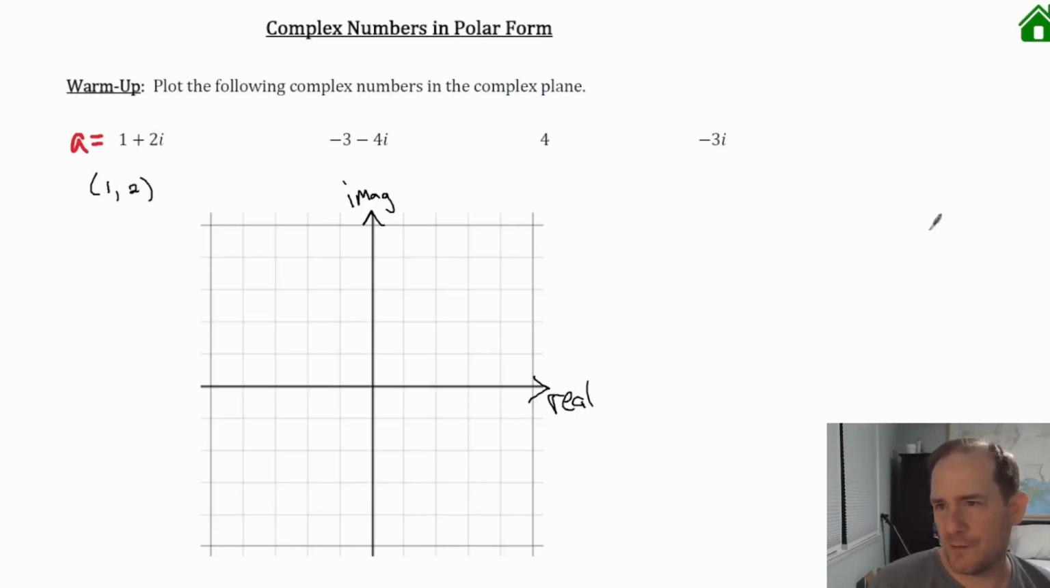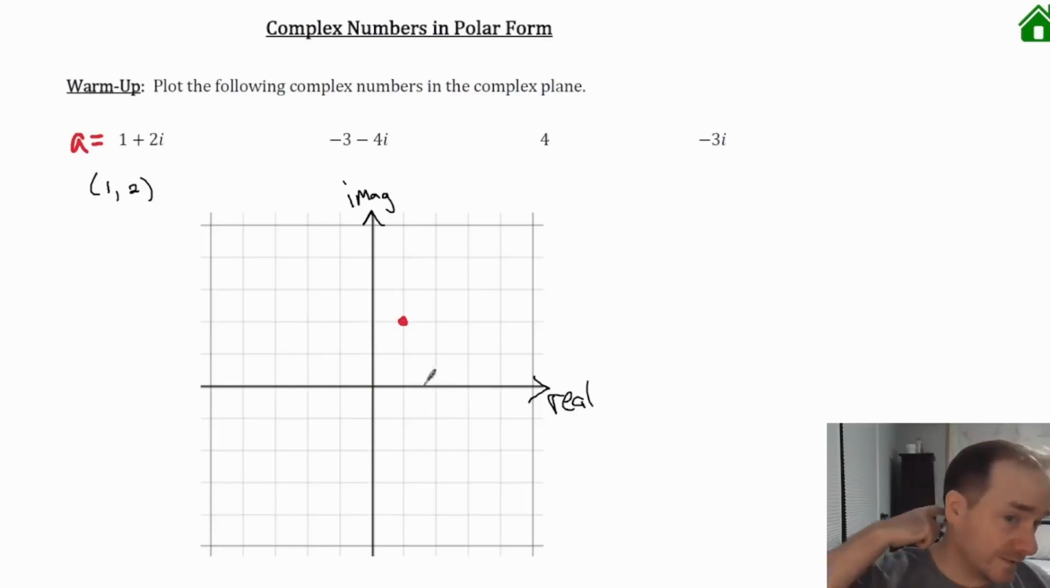And that allows you to visualize complex numbers in a coordinate plane, and you can make some observations about them by visualizing them in this way. And it's pretty simple, in my opinion. So there's that red one.